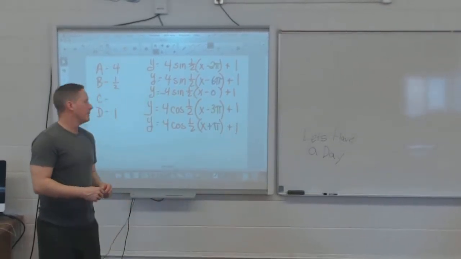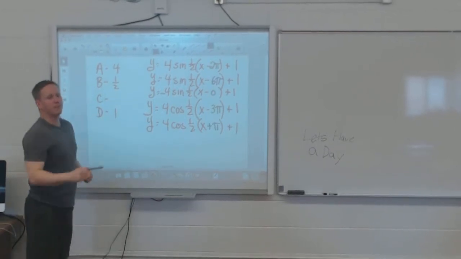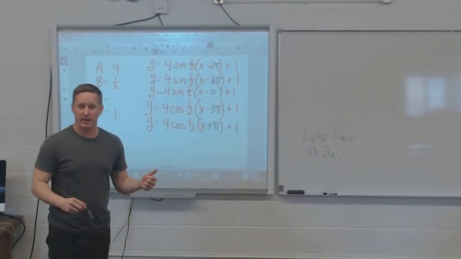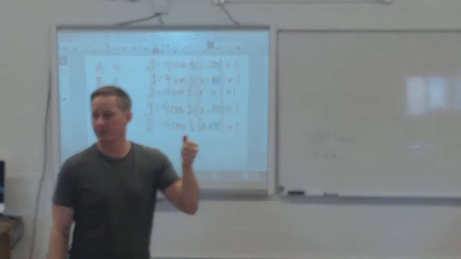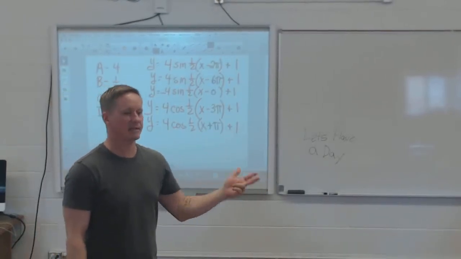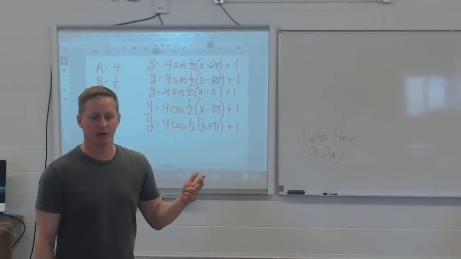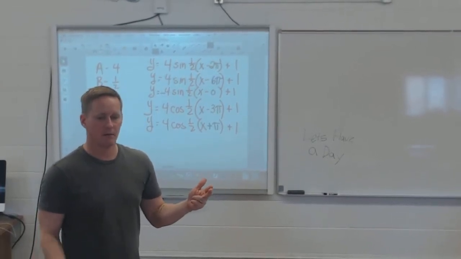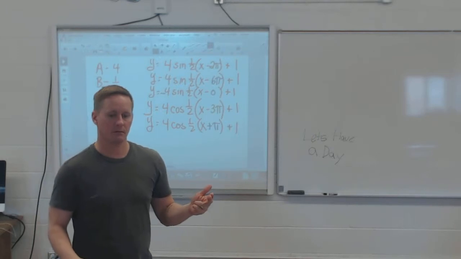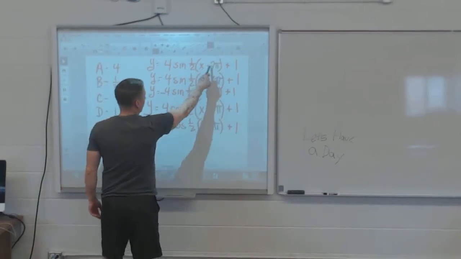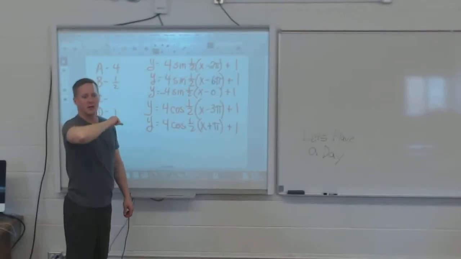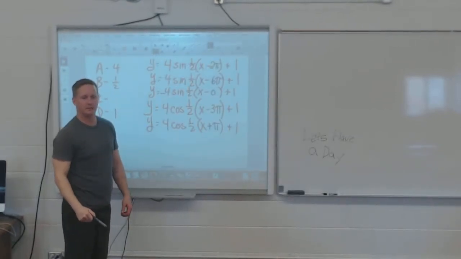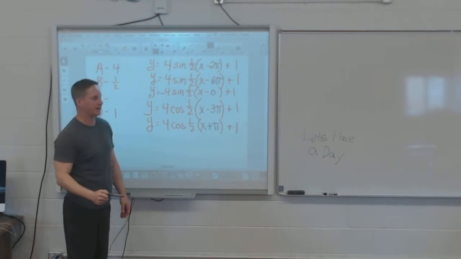Okay? Because your domain is x is an element of all reals, right? As long as your amplitude, your period, and your midline stay the same, it doesn't matter where you start your equation. It's all the same equation. So I could start it at 2 pi. I could start it at 6 pi. But it still goes forever left and right. Negative infinity, positive infinity, right?